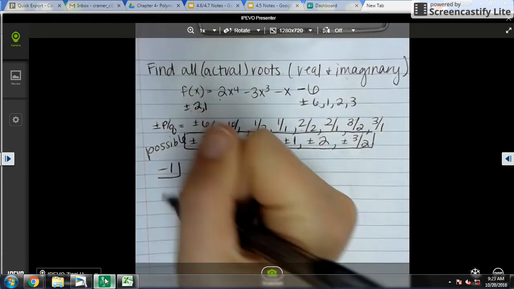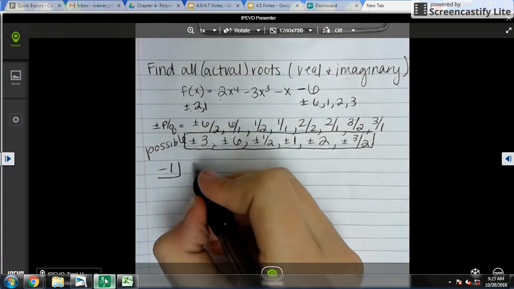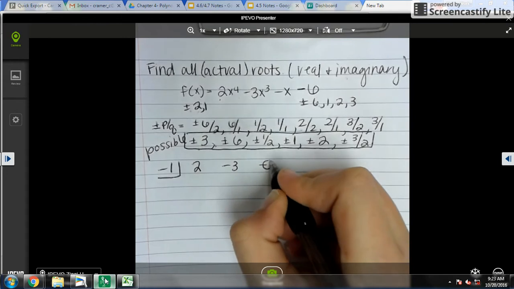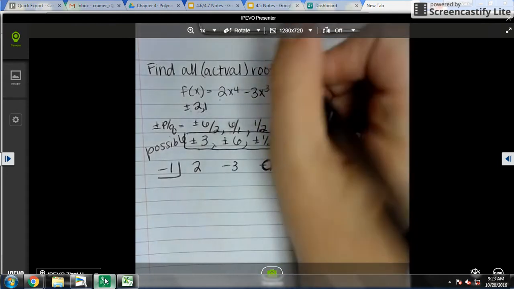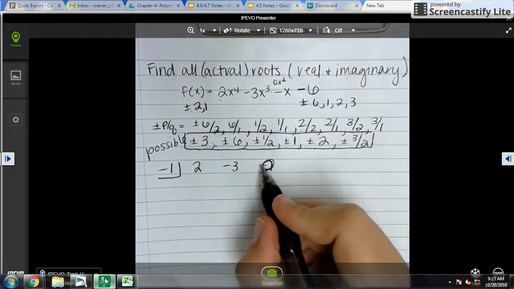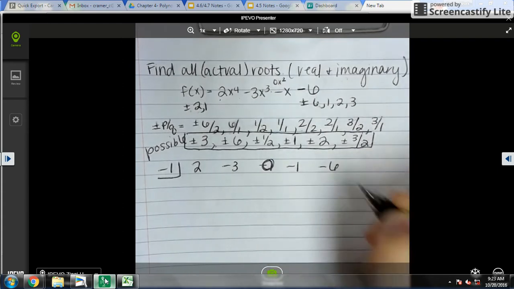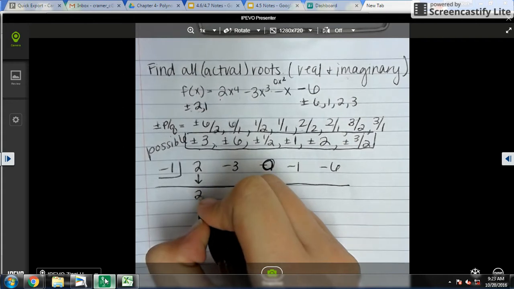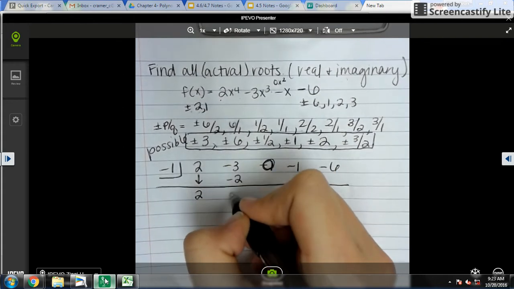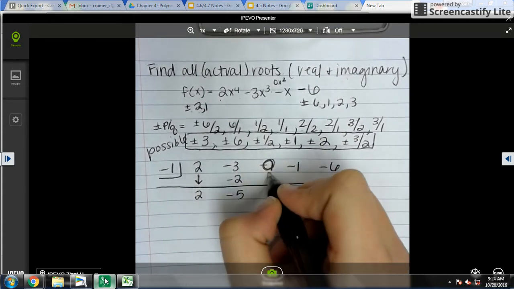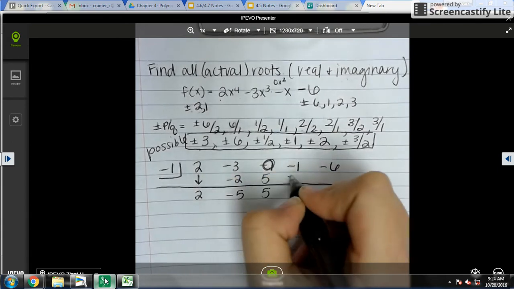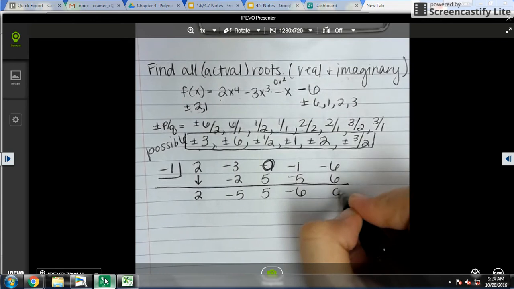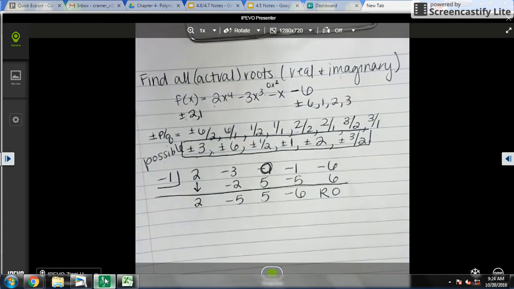And I'm going to set up my synthetic division using the coefficients 2, -3, 0, because here we have an x squared that's missing, so we have to use a 0 for that. Then -1 and then -6. And then we need to do our synthetic division. -2, add down, -5, add down, 5, add down, 6, add down, and we get a remainder of 0.